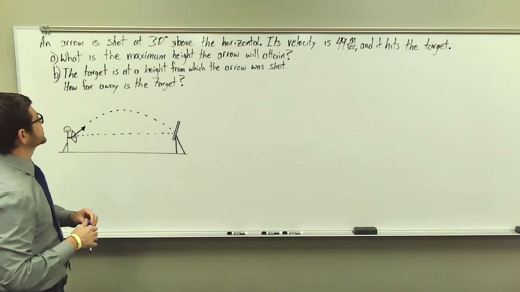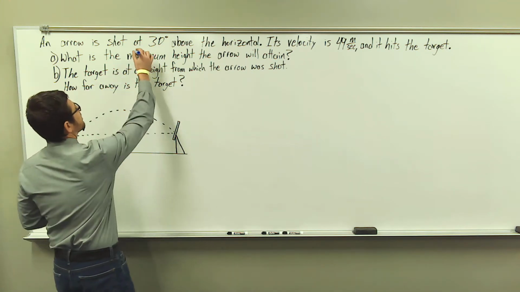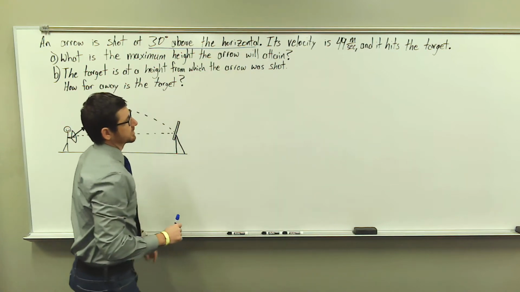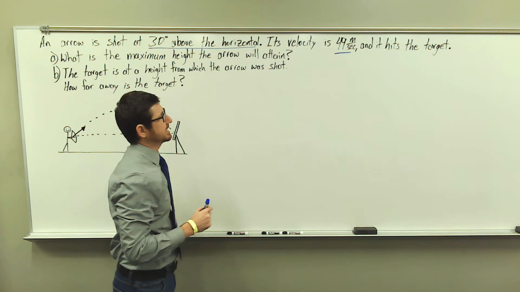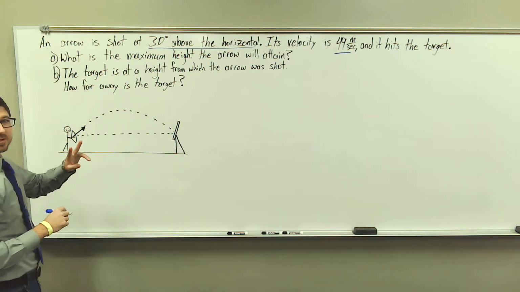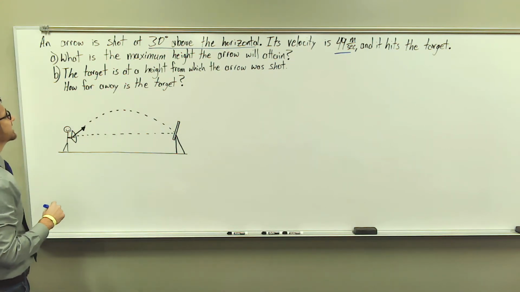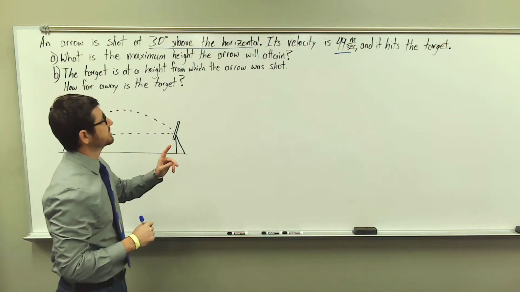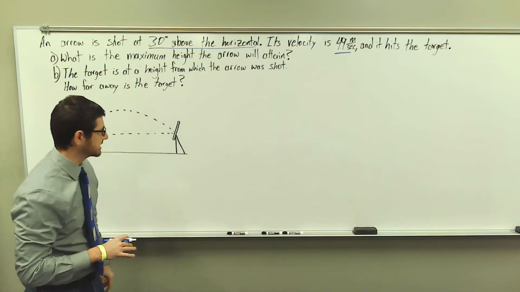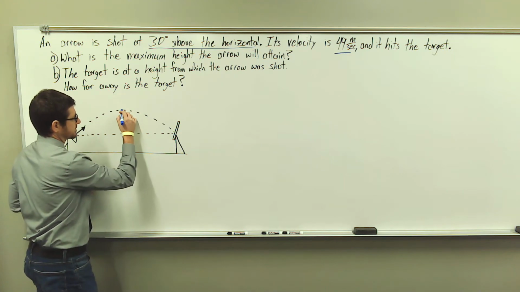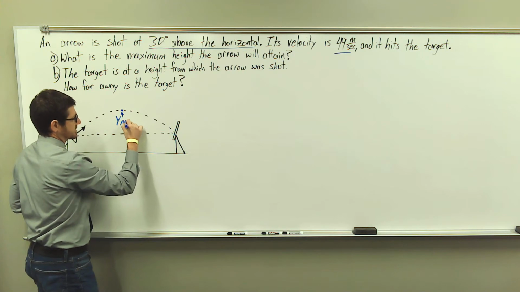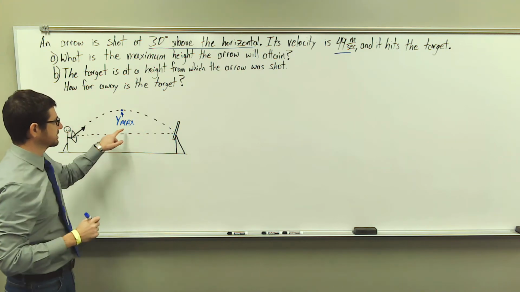An arrow is shot at 30 degrees above the horizontal. Its velocity is 49 meters per second, and it hits the target. So there's two parts to this problem. Part A, what is the maximum height the arrow will attain? And that's identified by Y max. And so right here, we have Y max, so capital Y, subscript max.